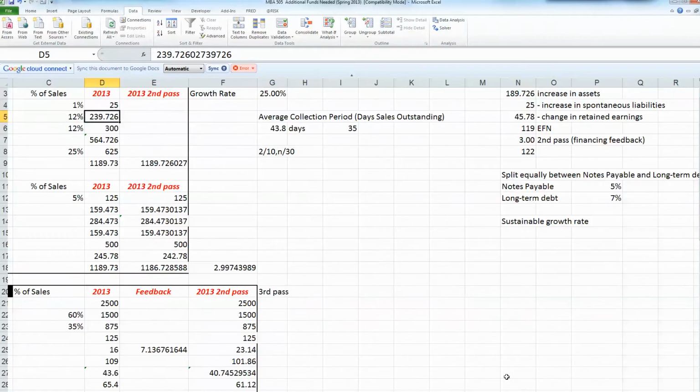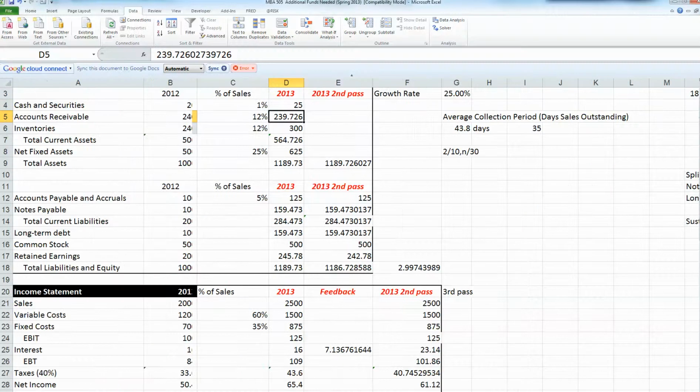And hopefully, this does flow through and impact my EFN. And it does. I think that was about 180 before, and now it's dropped because I don't need as much accounts receivable. And I could do the same thing with inventory.